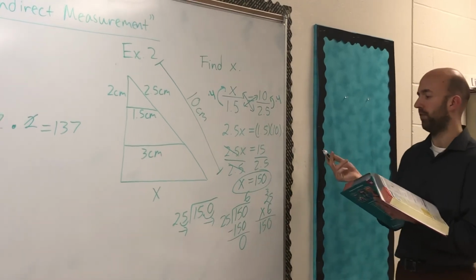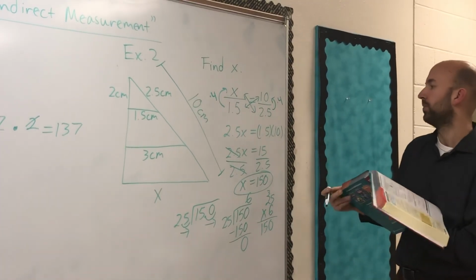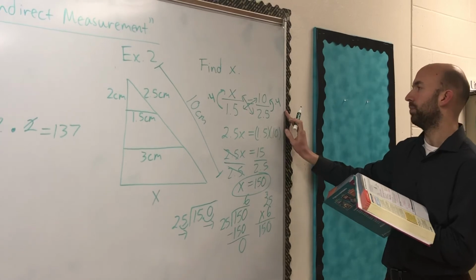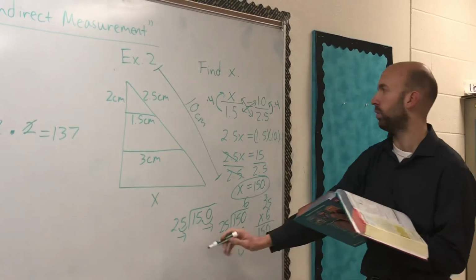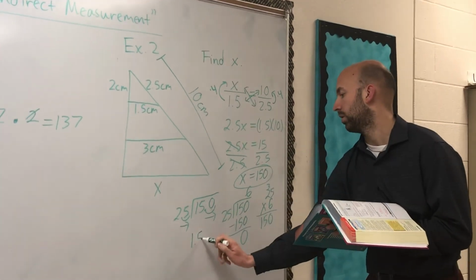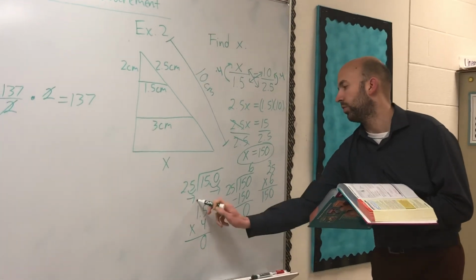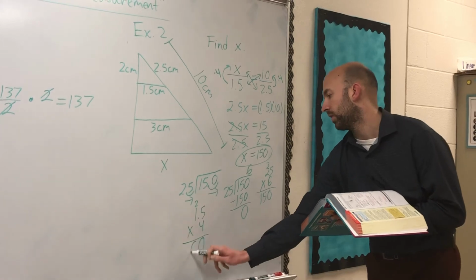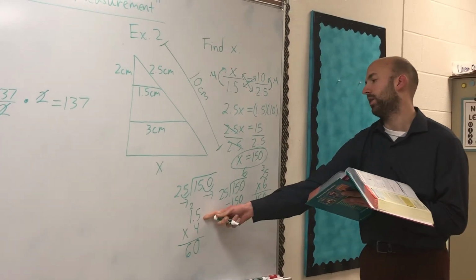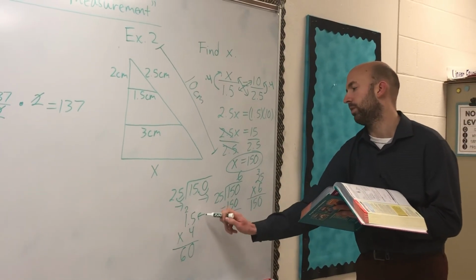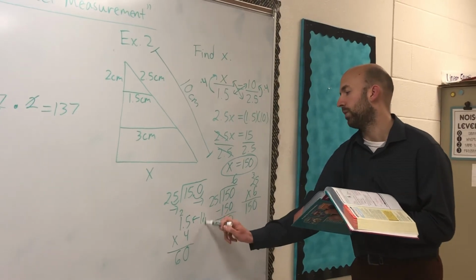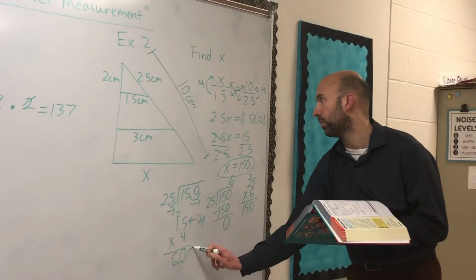And 1.5 times 4, let's work that out. 4 times 5 is 20, carry the 2. 6, there's one decimal place in the multiplication problem, so we need one decimal place in the answer, so 6.0, which is 6.